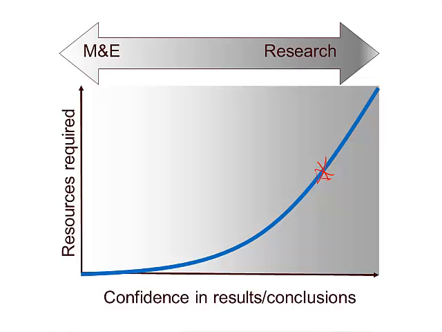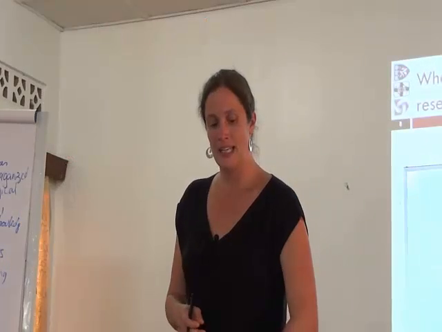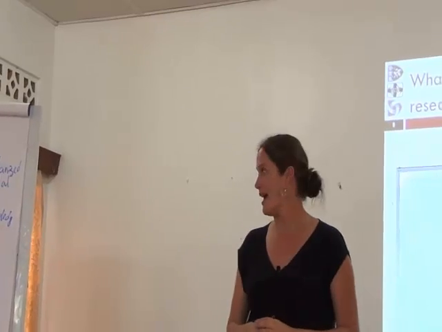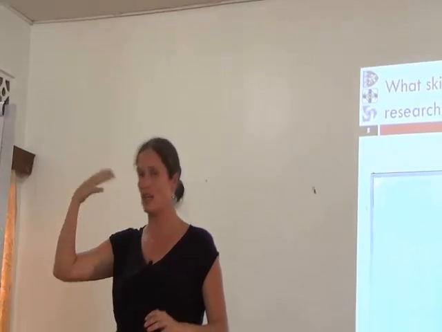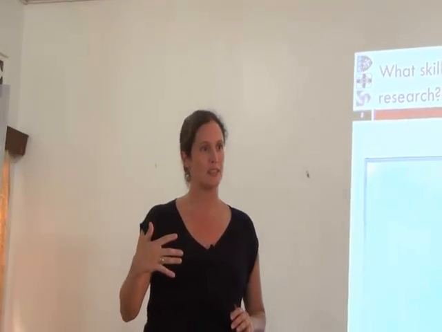There's not like a line here that says that's research and that's M&E. It is a continuum. My job before this was in M&E. Eileen's next job may be in research. You know, there is a continuum, but this is generally how we think of it in terms of information and resource. So skills, we've talked about what research is and systems and methods and logic and organization.